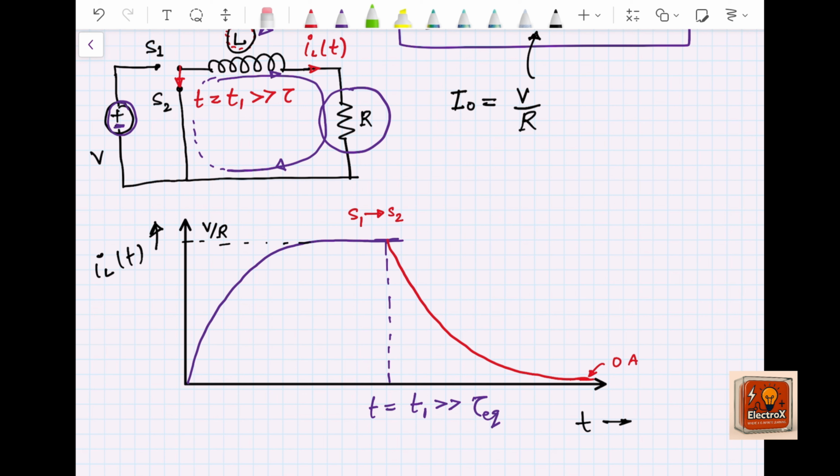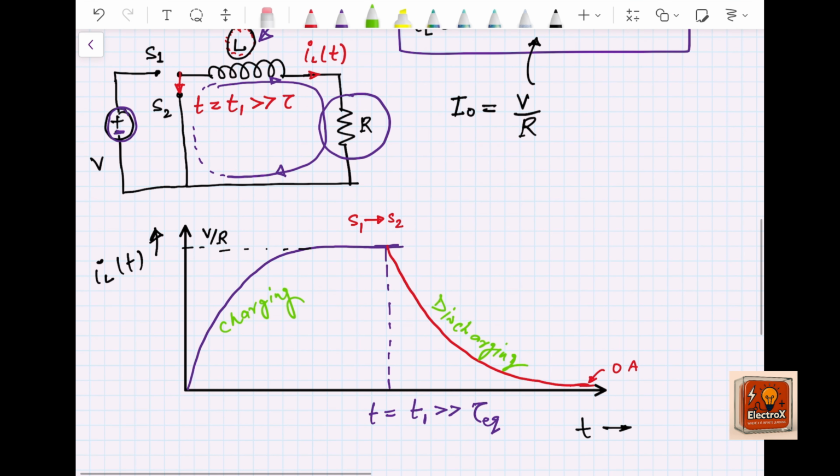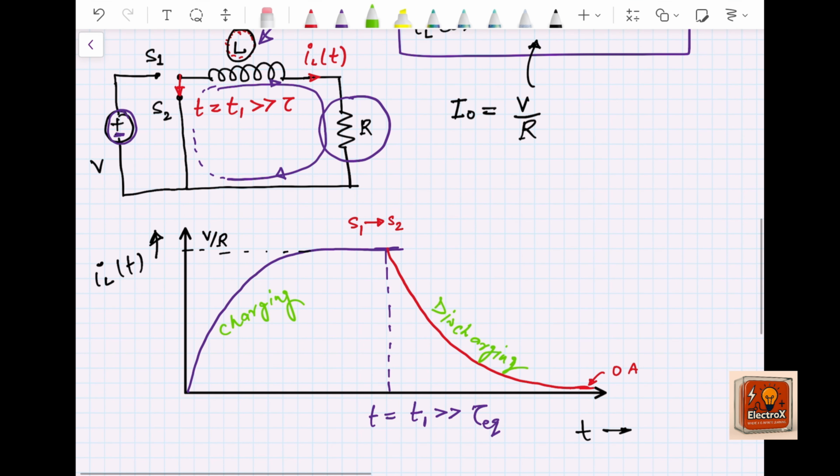During this portion the inductor was charging, and during this stage the inductor was discharging. From here we can understand that an inductor has a property to store and release energy, which depends upon the configuration of the circuit.